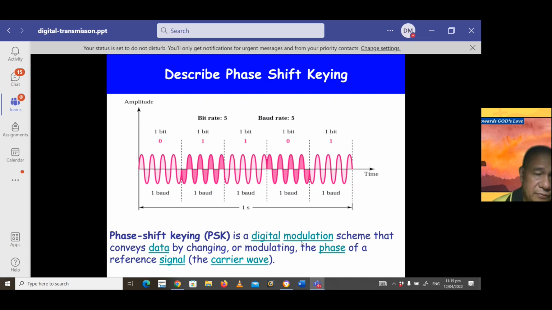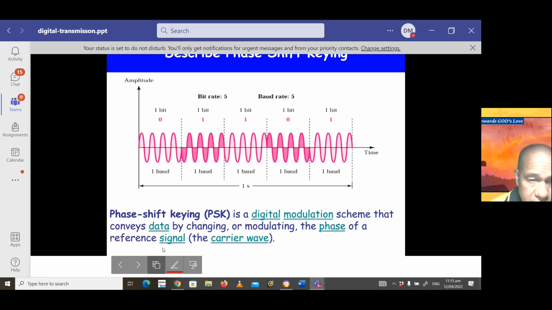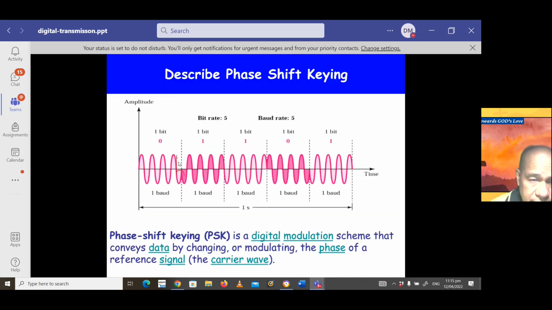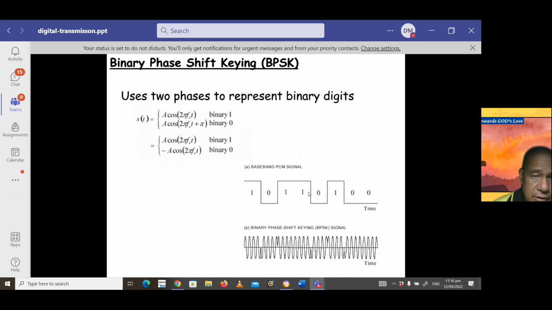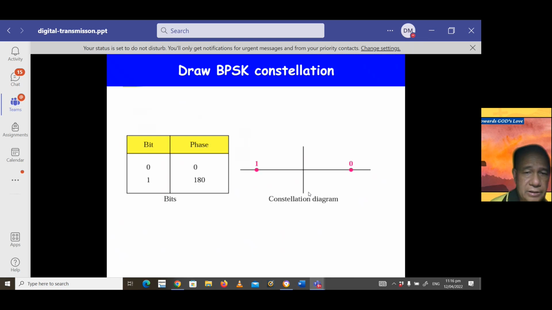Let me introduce to you the phase shift. From 0 to 1 and 1 to 0. From 0 to 1, you will notice there is a 180 degrees phase shift. From 1 to 0, you have another 180 degrees phase shift, but the same amplitude. And then this phase shift keying was modified to binary phase shift keying. So basically, you have 2 different data in one carrier.